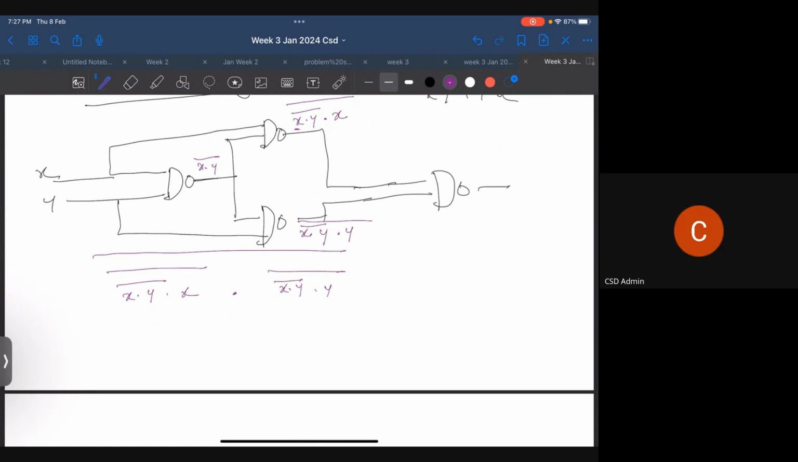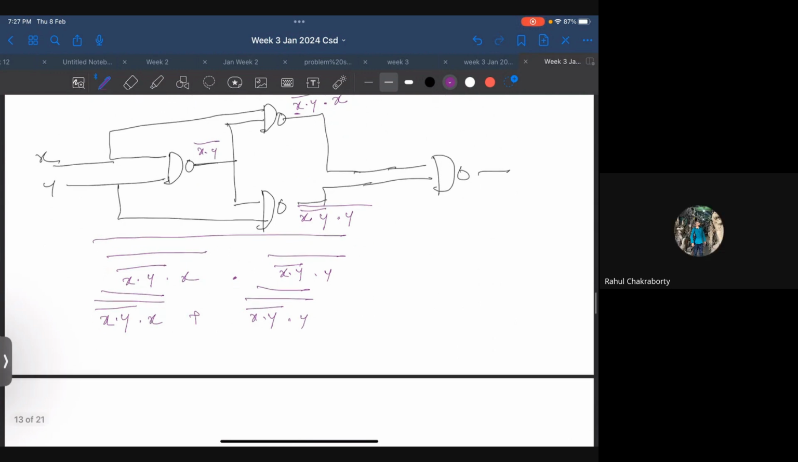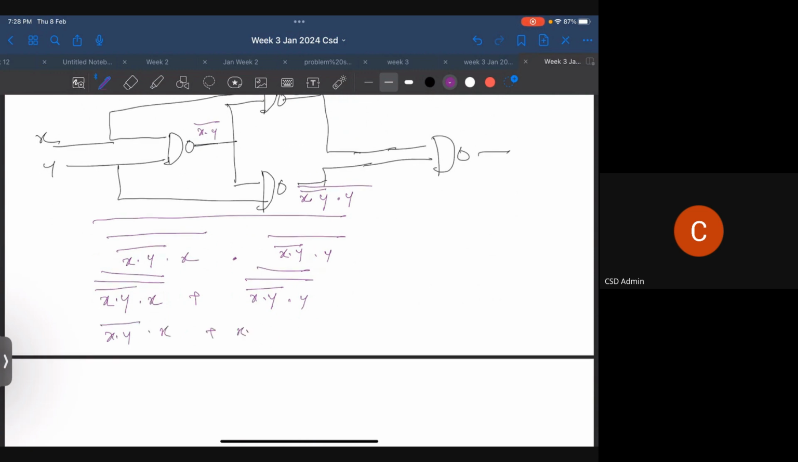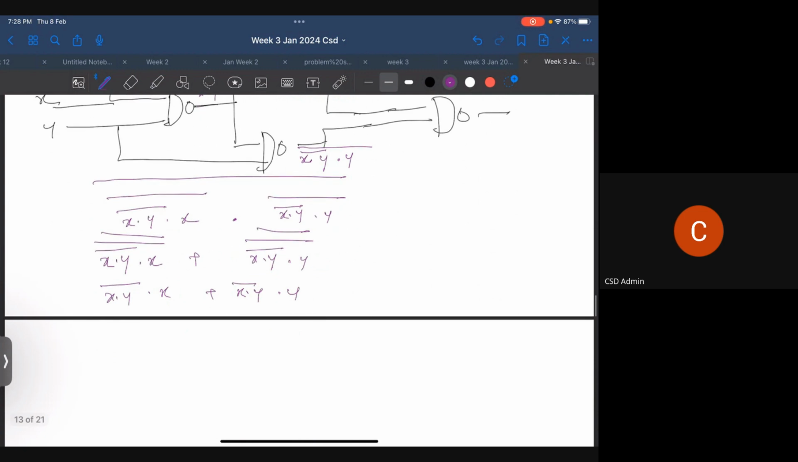Remove the bar, make it plus. So you have to remove the bar and make it plus. Then we'll get X dot Y bar bar dot X bar, plus X dot Y bar bar dot Y. The bars will be cancelled, so we'll get X dot Y bar dot X bar plus X dot Y bar dot Y, correct? Now X dot Y bar we can take common.